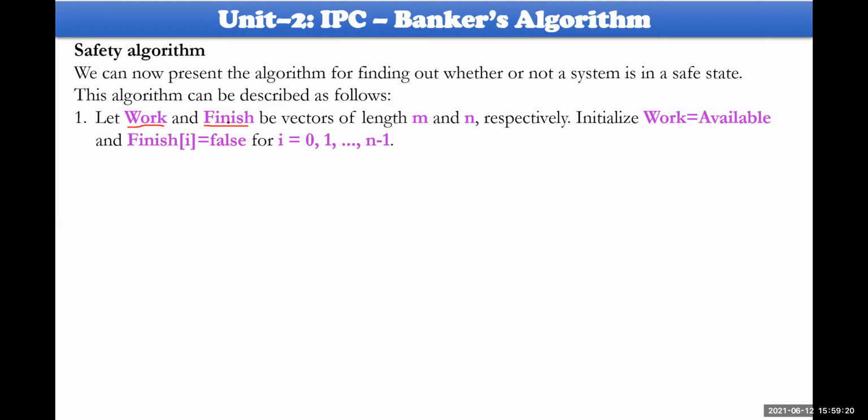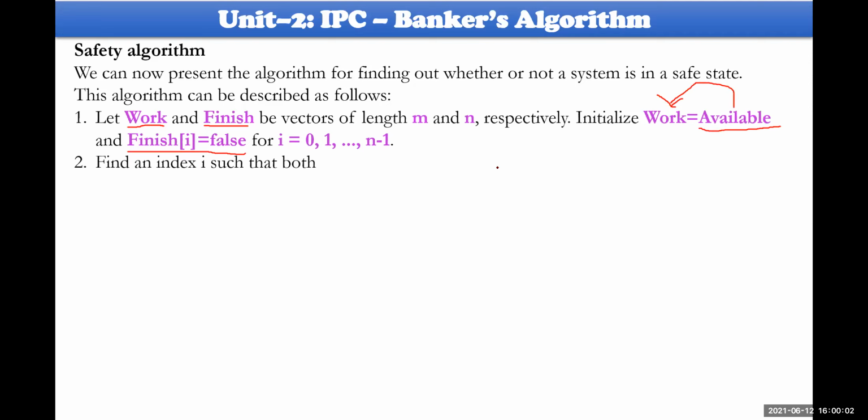Work will be assigned available, and finish, for every thread, gets initialized with false. No thread has been completed. All threads are under working mode only. The threads have not been completed, and they have not given any answer to the parent. So everything is under working mode; initially we have to consider it in such a way. Available shall not be disturbed, so this variable will be assigned to work.